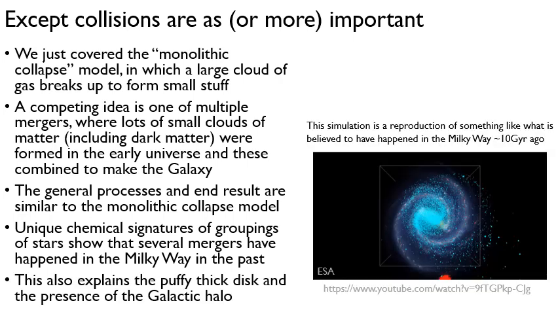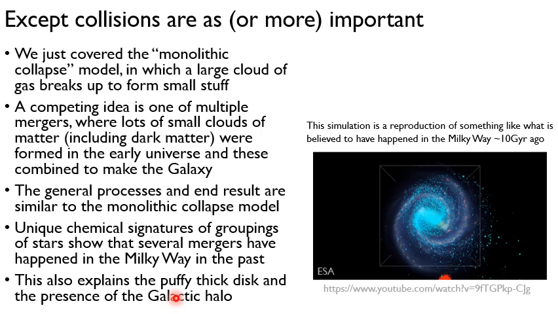This would also conveniently explain the presence of the puffier thick disk and of a galactic halo. So the thick disk is basically stars that have been kicked out of the initial disk area because of mergers with other objects, or stars from a smaller galaxy merging in, not quite equilibrating into the thin disk. That could explain that. And then stars that are left behind, or objects that are further from the Milky Way and get closer, can explain the halo.